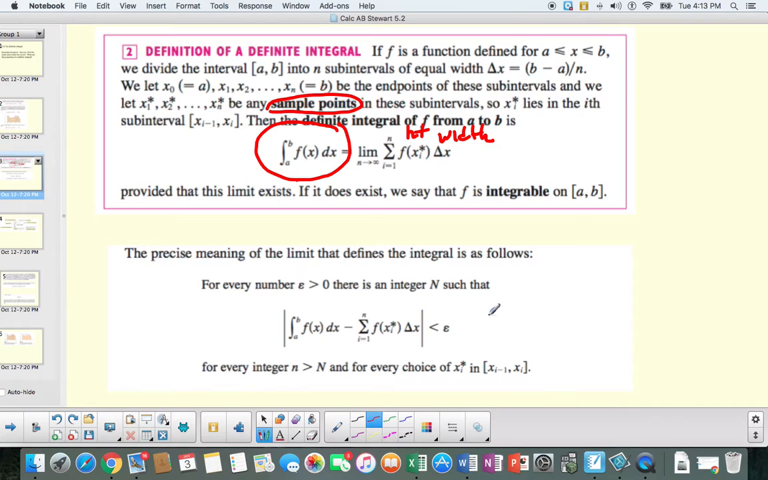Now, when we find the exact area, what we're doing is taking a limit, and these are the requirements: that for the exact area and the approximation area, you have to get to a certain number n such that the difference between these two answers will be a very small number, less than epsilon.